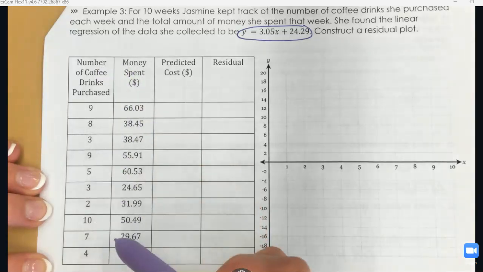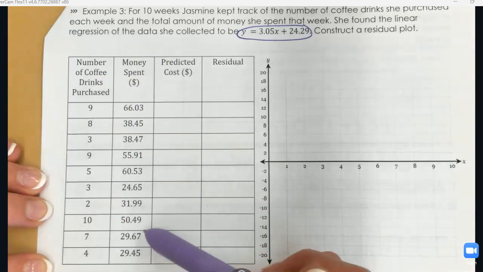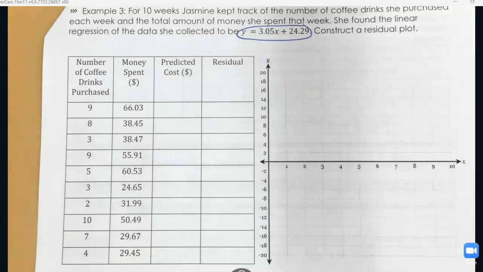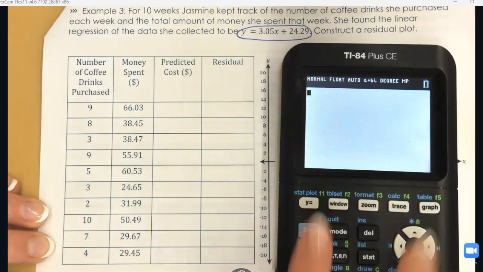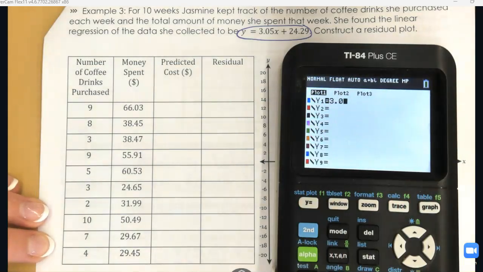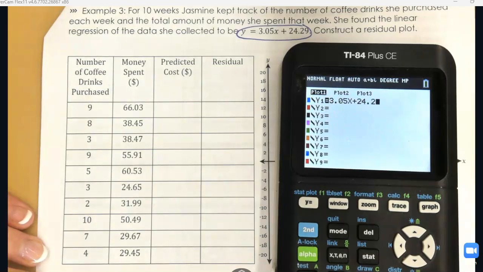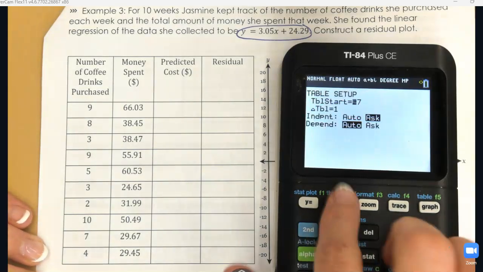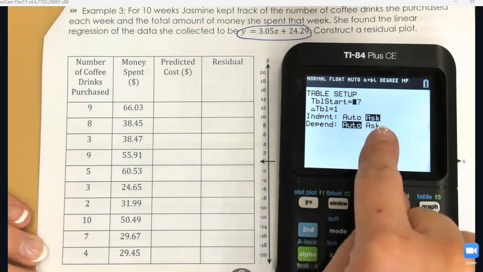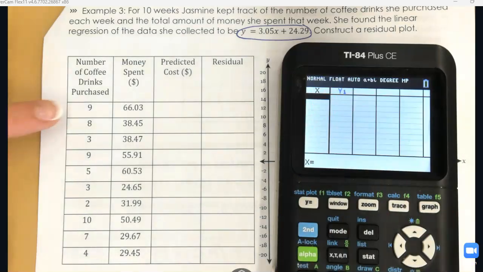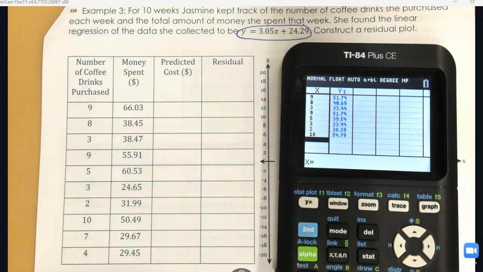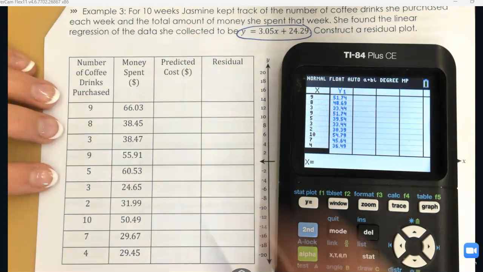So we already have our number of coffee drinks and the actual amount of money she spent, but what I need now is the predicted cost. So again, you can use your calculator as a shortcut for this. In your y equals, type in that regression equation it gives you. And you want to make sure your table set has the independent variable on ask. Go to your table and you can type in those x values for the number of coffee drinks, and it will calculate the predicted values for you.